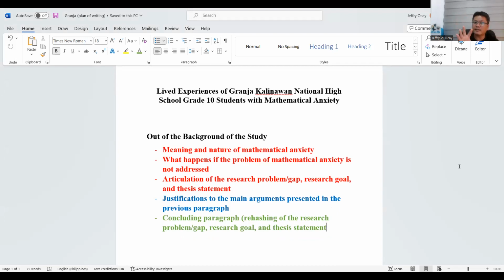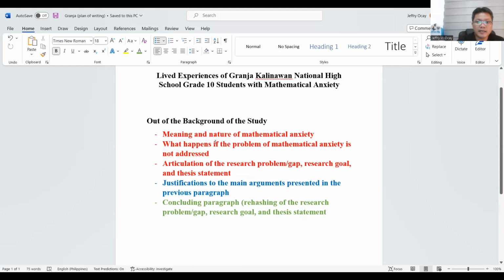I will read the paper and do some side discussion: read, explain, do some side discussion. But before that, so that you will be guided properly on how we develop the background of the study, I present with you the outline of the background of the study that I will present after this.